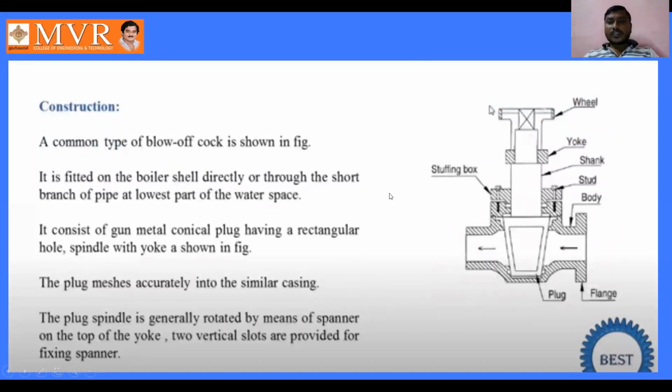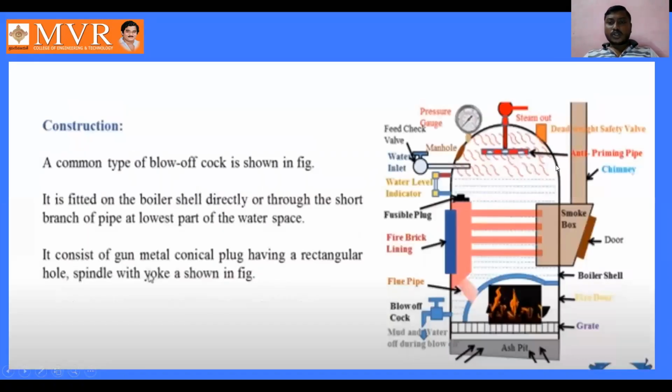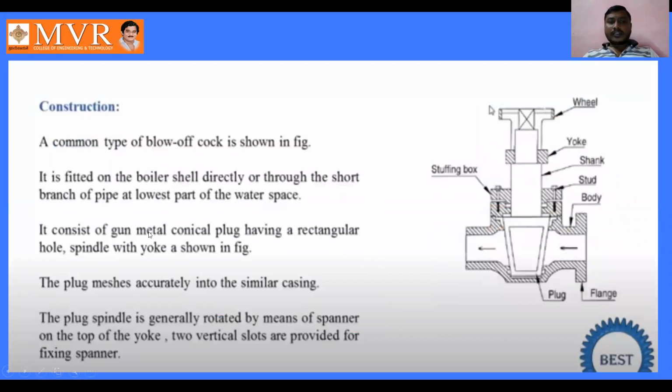It is fitted on the boiler shell directly or through a short branch of pipe at the lowest part of the water space, which I have shown you here in the diagram. This is how the blow off cock is fitted at the bottom of the boiler shell. It consists of a gunmetal conical plug. You can observe the conical plug having a rectangular hole, and a spindle with yoke.